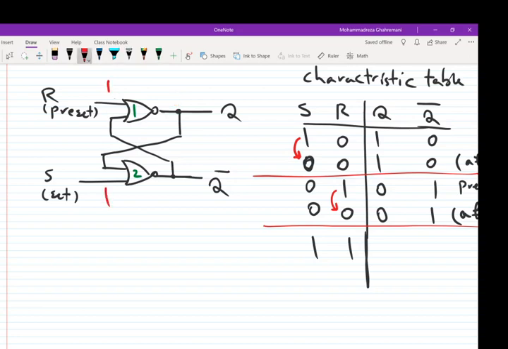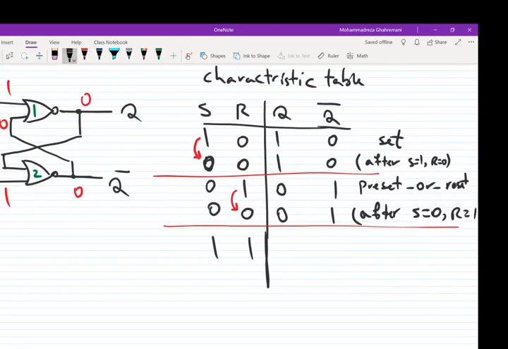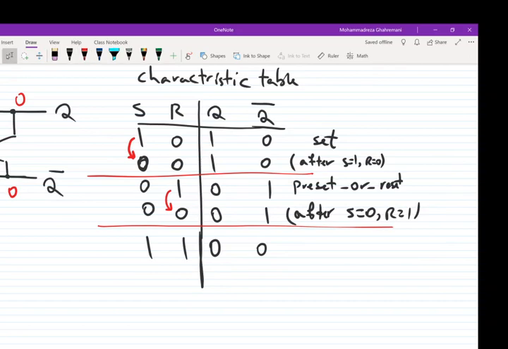If S is 1 and R is 1, the output of the first gate is 0, the output of the second gate is 0, the inputs of the first and second gates are 0, and the output will be 0, 0. So output is 0, 0. Can you tell me what is wrong? We have something wrong here. What is wrong? Of course, I said that the outputs are complement of each other. But if we look here, we see that both of them are 0. So it's not possible. We cannot have it because they are supposed to be complement of each other.